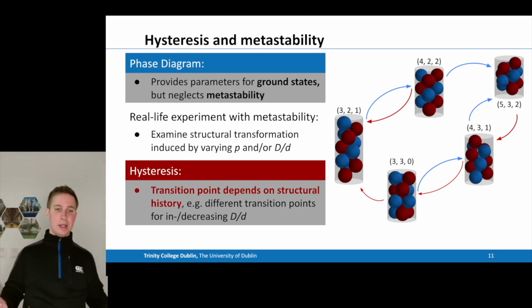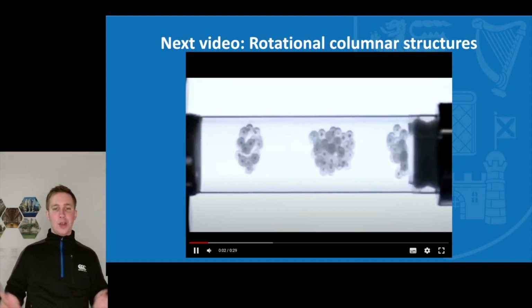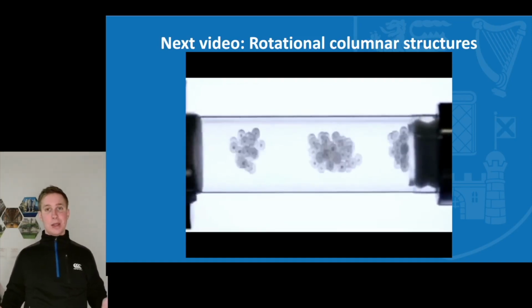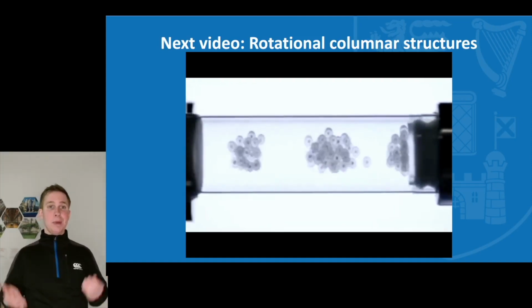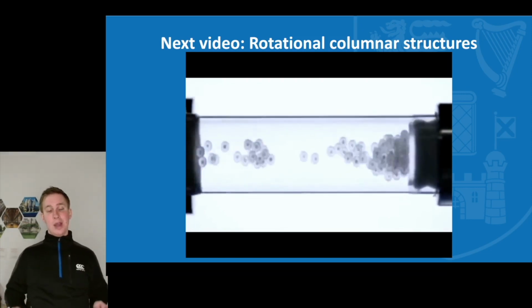Now, if you're interested in understanding the full picture of such structural transitions, I recommend you read our book. And in my next video, I will present how the topic of columnar structures was given a new spin by the group from South Korea. They came up with a novel method to create columnar structures experimentally that involves rapid rotations.